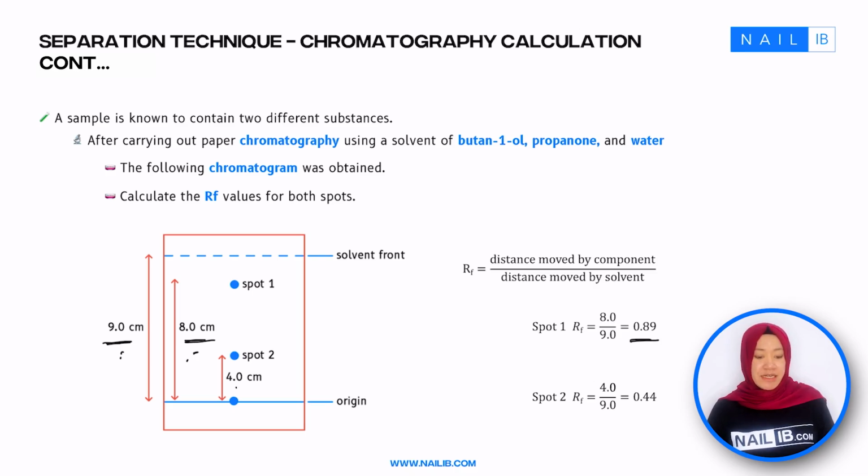And the second spot, it's 4 divided by 9 centimeter, which is 0.44. Be careful. When you do the calculation, don't just calculate up to the fraction, but also finish it until you get the decimal result. And remember, RF doesn't have any unit, so it's just a number.